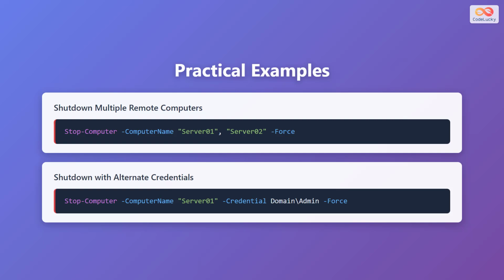The second example demonstrates shutting down with alternate credentials. Here, we shut down Server01 using the -Credential parameter to specify domain\admin. When you run this command, PowerShell will prompt you to enter the password for the specified account, allowing you to shut down systems where you do not have automatic access with your current credentials.